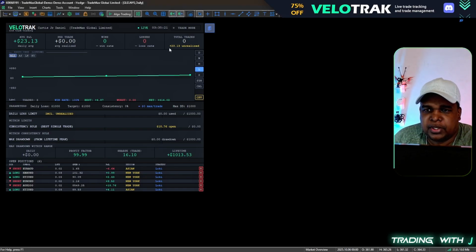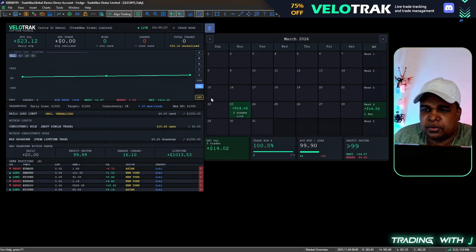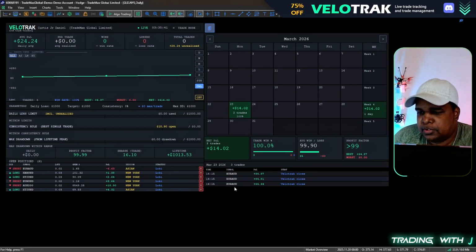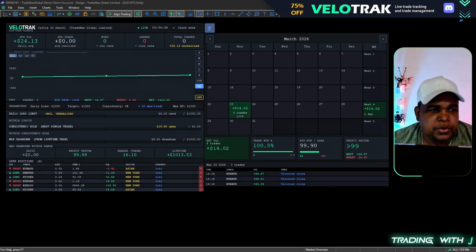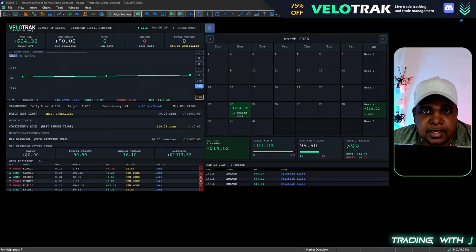But you can see right here we have the drawdown. Now what we could do is, if I pull out the calendar, this actually shows the trading days. This account was just started yesterday, so today is really the first day. You can see we took 3 trades yesterday, made $14, 100% win rate. And if I click on it, these are the 3 trades that we took. So this is where we are with how the trades are at the moment.